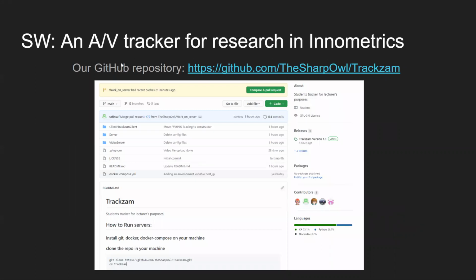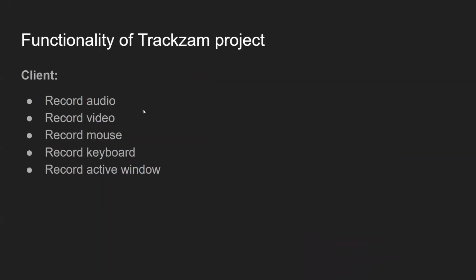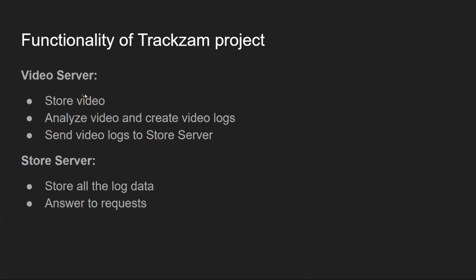Our project is an AV tracker for research in Inametrics. This is linked to our GitHub. Functionality of our project: we record audio, video, mouse, keyboard, and active window. We have a video server. It stores video, analyzes it, and creates video logs, and sends these logs to the store server.